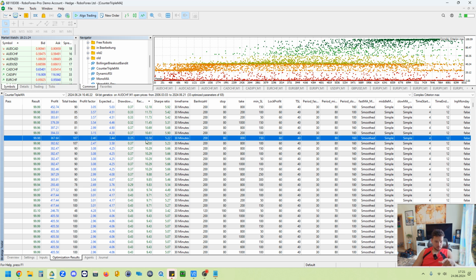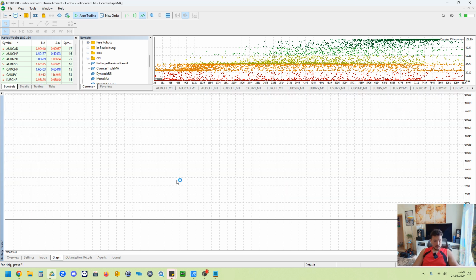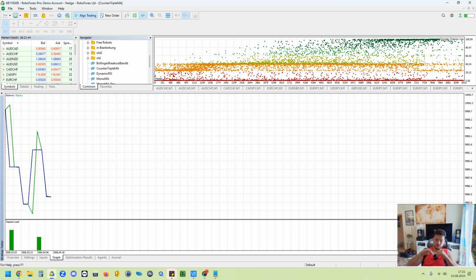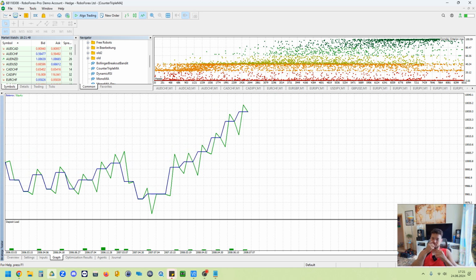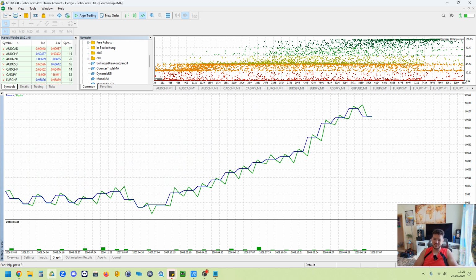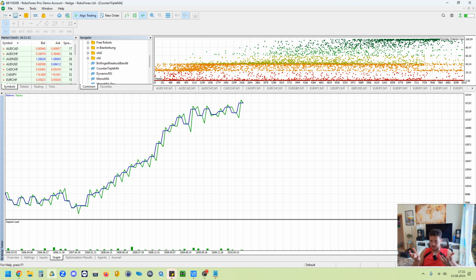Let's take this one. Recovery factor of 10 with 99.98, 107 trades. That's pretty good on the 30-minute time frame. Okay, let's see how it's running. You see from 2006 to 2024, well, until today. So that's a long period of time, having several crises in it, several, how do you say that in English? Bullish times, yeah, let's say like this. And that's the graph how it looks like.